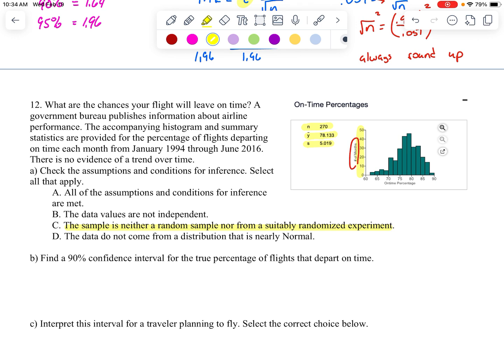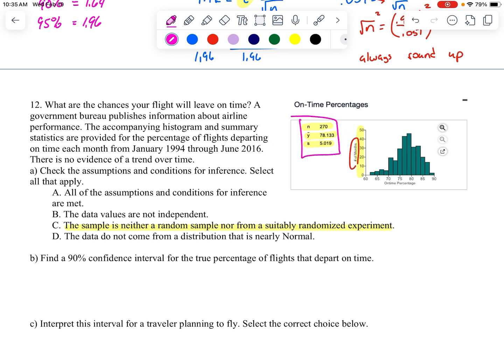The accompanying histogram and summary statistics are provided for the percentage of flights departing on time each month, January of 1994 through June 2016. There is no evidence of trend over time. So this is the number of months and the on-time percentage. This is tough because typically we use a mean for a t interval, and this is what these are supposed to be. We're going to use these as my summary statistics. Okay, so again, we're going to use a t interval.